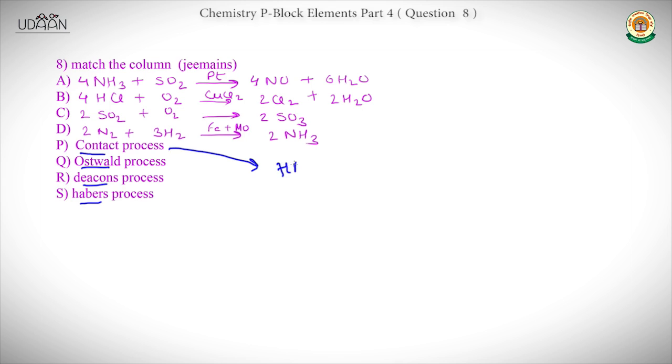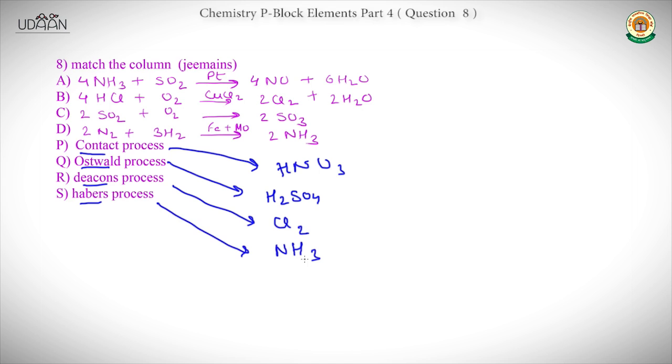Yes, and this Ostwald process is used for the manufacturing of H2SO4. Yes, and the Deacon's process is used for the manufacturing of chlorine gas. And Haber's process is used for the manufacturing of ammonia. So firstly, it is very easy to see that in the manufacturing of ammonia, there's 1 nitrogen and 3 hydrogens in the presence of catalyst Fe and molybdenum.